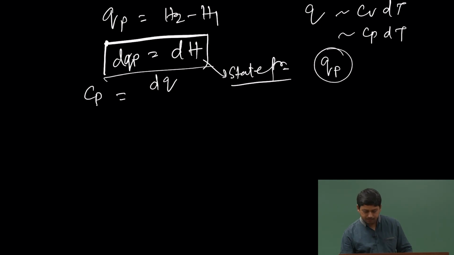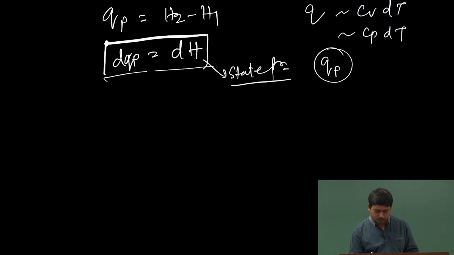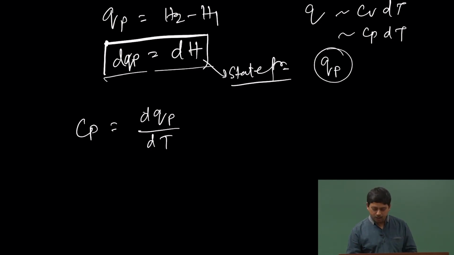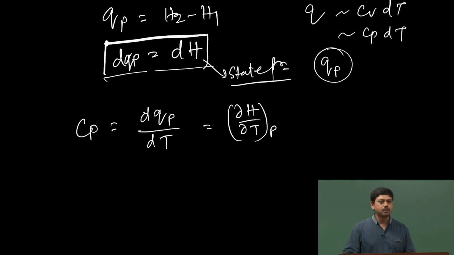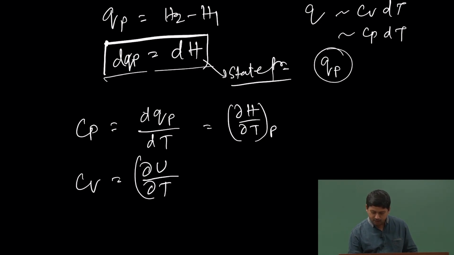Okay. So, now coming back to that same thing, I will just write it below. Cp is dQp. So, I should not cut the d. So, Cp is dQp by dT, which is nothing but del H by del T at a constant pressure. Is it clear? So, what we got? Cv we got as del U by del T at a constant V, and Cp we got as del H by del T at a constant P.